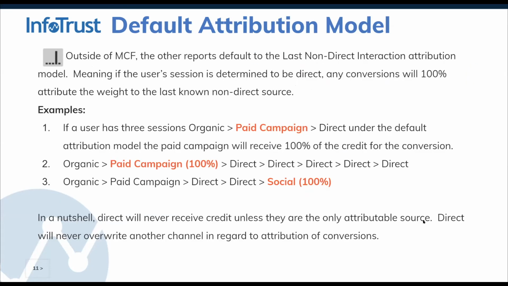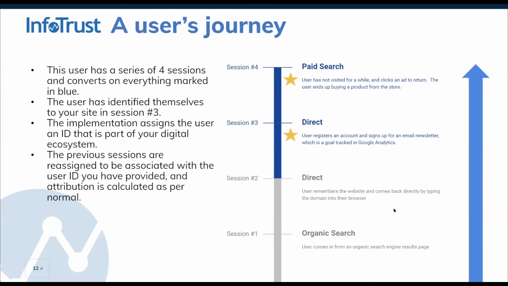Yeah, so direct will never overwrite another channel in regard to attribution conversions. Another way to look at this, which also ties into the user ID overwrite functionality, is on the right side of the screen, where you have sessions going up. Say a user has a series of 4 sessions but converts on everything marked in blue.